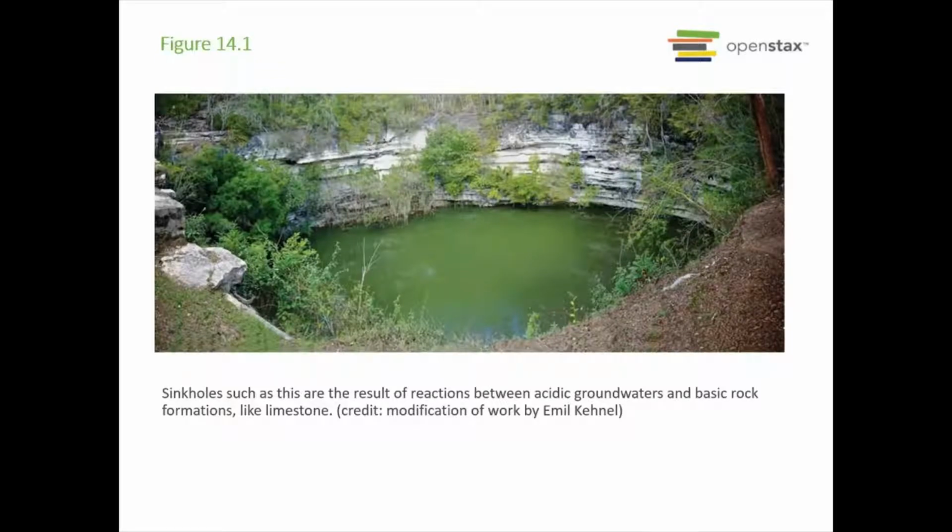So our starting picture shows us the sinkhole, and these happen between reactions between acidic groundwaters and basic rock formations like limestone. Acid rain can also lead to these forming because then you get that acid-base reaction in the soil, and then eventually you get these sinkholes that can form due to that erosion of the soil and rock.